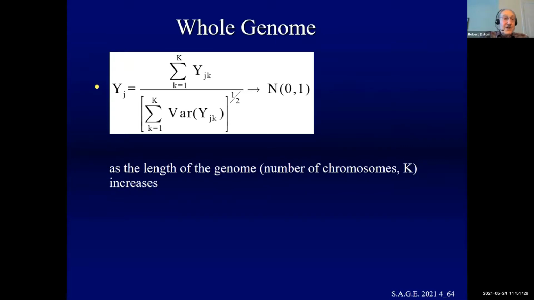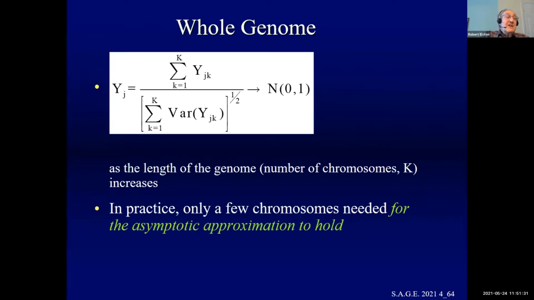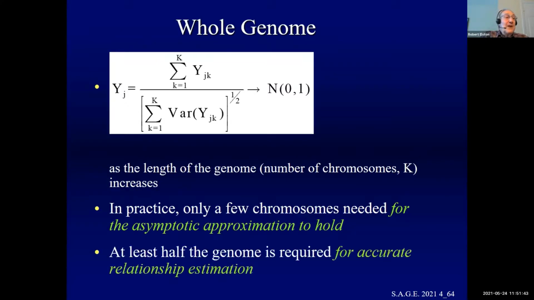In practice, she points out, only a few chromosomes are needed for the asymptotic approximation of normality to hold. You don't need many chromosomes, but, and this is the important thing, you need at least half the genome if you want accurate relationship estimation. That is what Jane Olsen suggested.